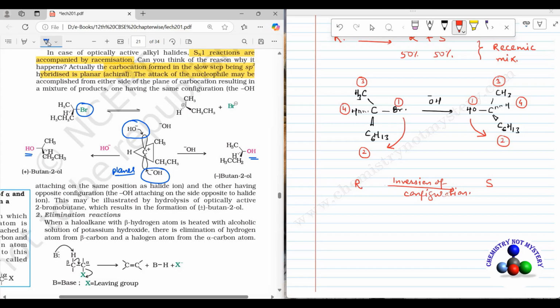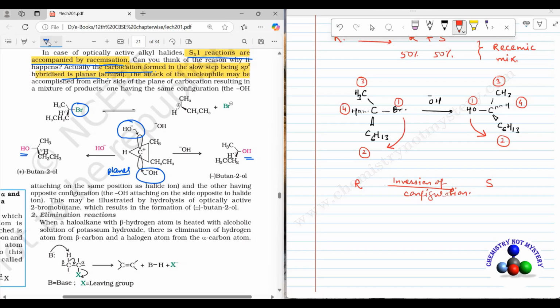If it gets attached on the same side, you will get retention of configuration, or if it gets attached on the other side, you will get inversion of configuration. And if you get both the structures in 50-50, you will get the racemic mixture. That's how SN1 reactions are accompanied by racemization because of the formation of a carbocation, which is a planar structure. A nucleophile may get attached on either side of the carbon atom. In the next video, we will learn about the elimination reactions.